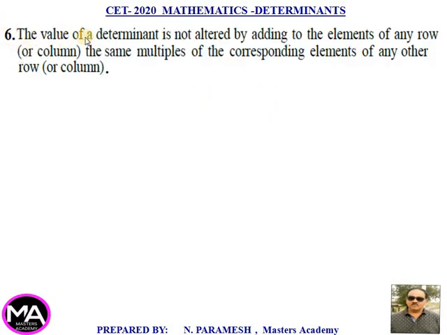Sixth point, the value of determinant is not altered by adding to the elements of any row or column the same multiples of the corresponding element of any other row or column.